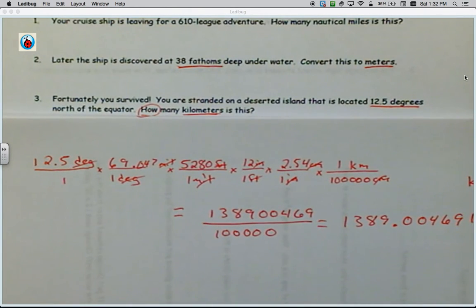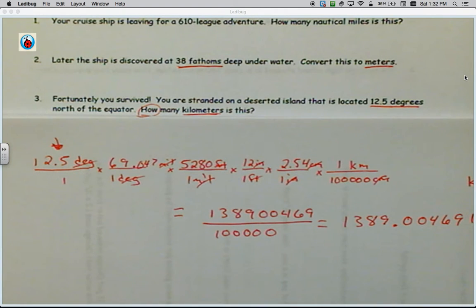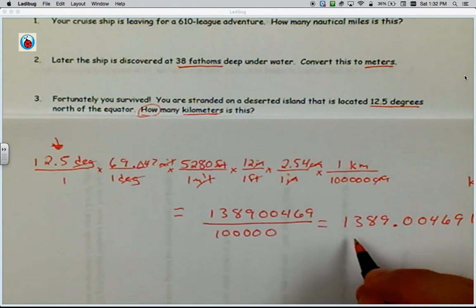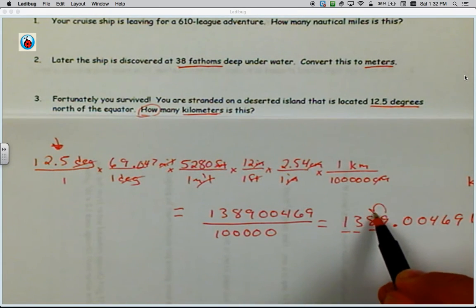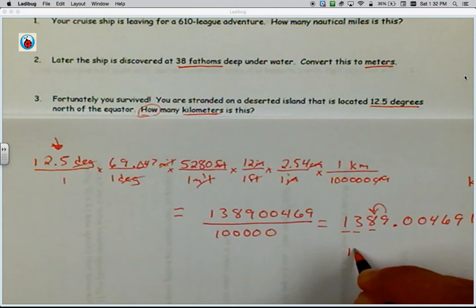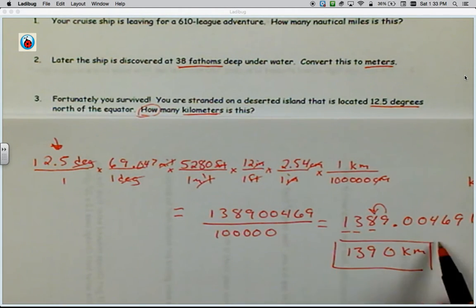Check your sig figs. Ooh, sorry, that wiggled my camera. Check your sig figs. We started with 3 sig figs. We need to end with 3 sig figs. We got 1, 2. Our first 3 sig figs are here. The 9 is going to round that 8 up. We're going to have 1,390 kilometers. Cool. Number 4.